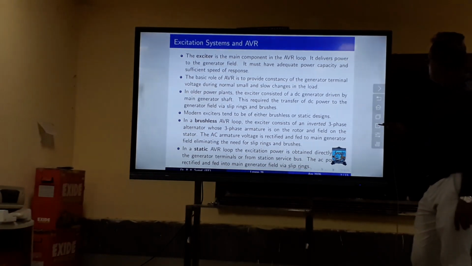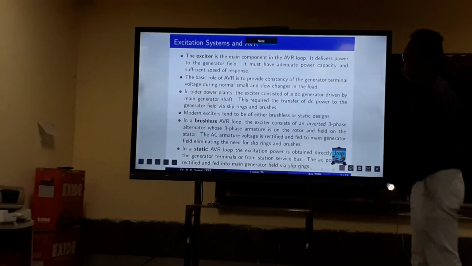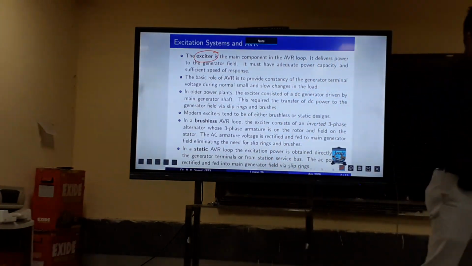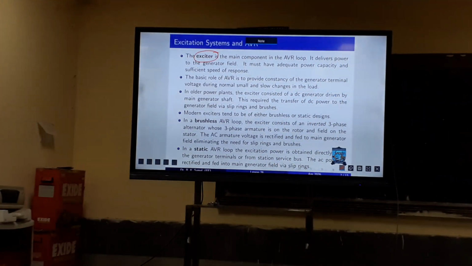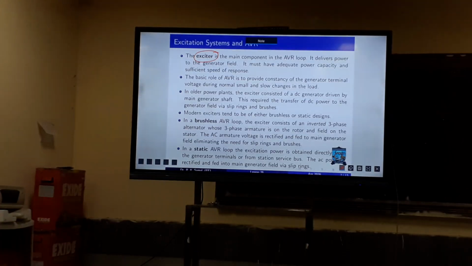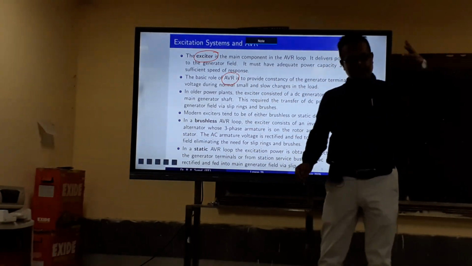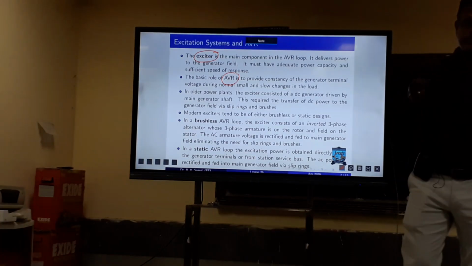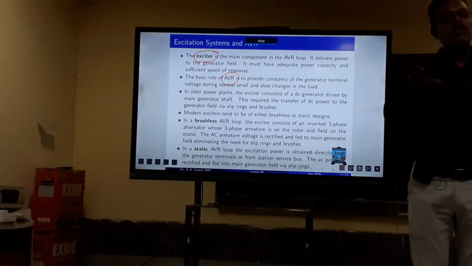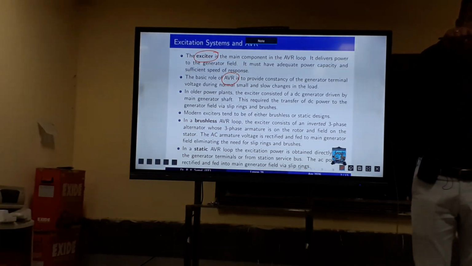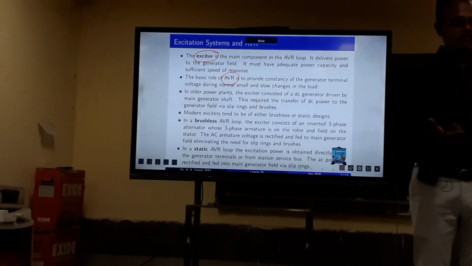So as we discussed, the exciter is the main component of an AVR loop. Which is the exciter? Either a DC generator, or an AC generator, or directly the output from the main generator. The basic role of the AVR is on top of the exciter. The exciter is the source of the excitation power, whereas the AVR is the control system, which signals the exciter how much power to provide.